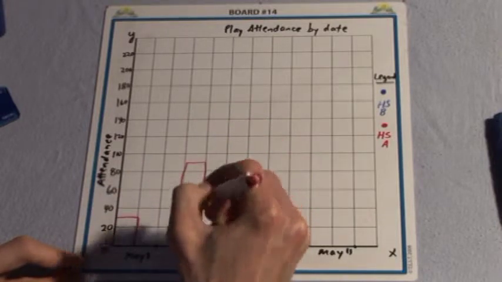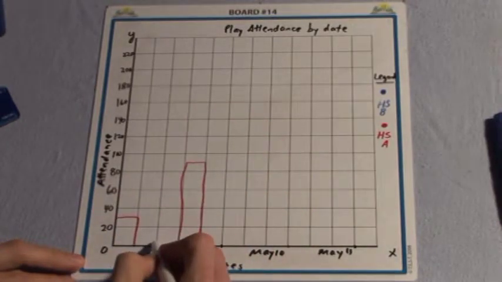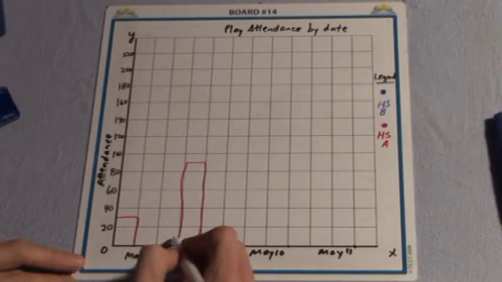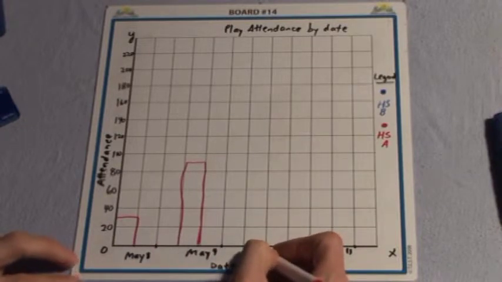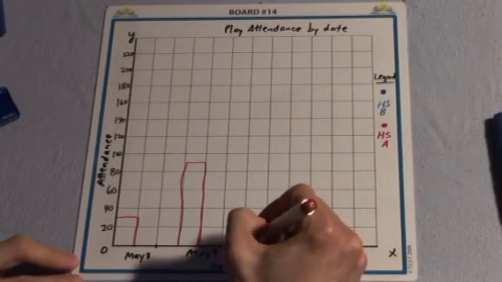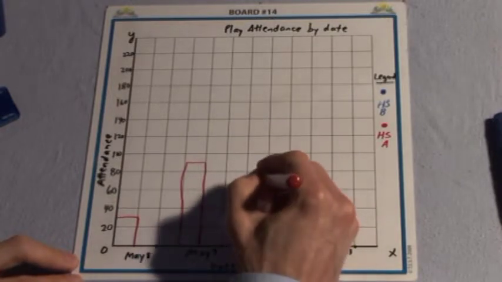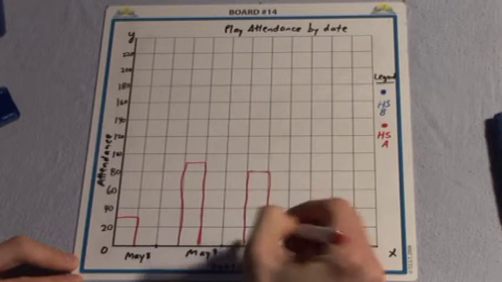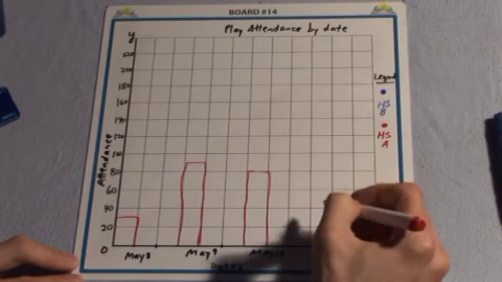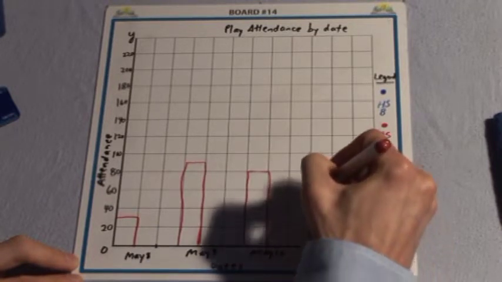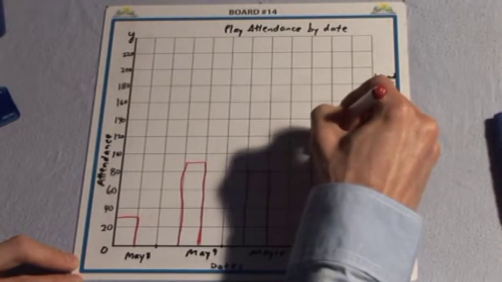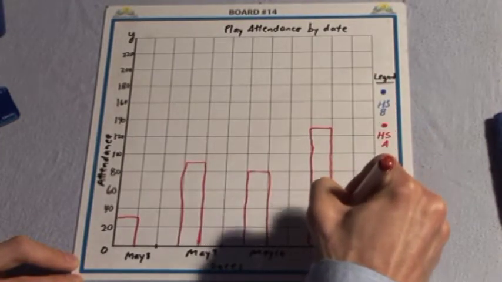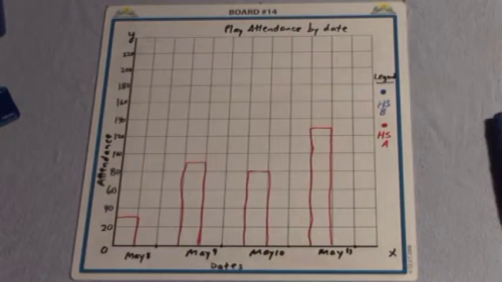And we can see that we leave enough space to do school B, one blank, and then we graph the next bar. On May 10th, the attendance was 80. And finally, on May 11th, we have 130. So we've now graphed all the data for high school A.